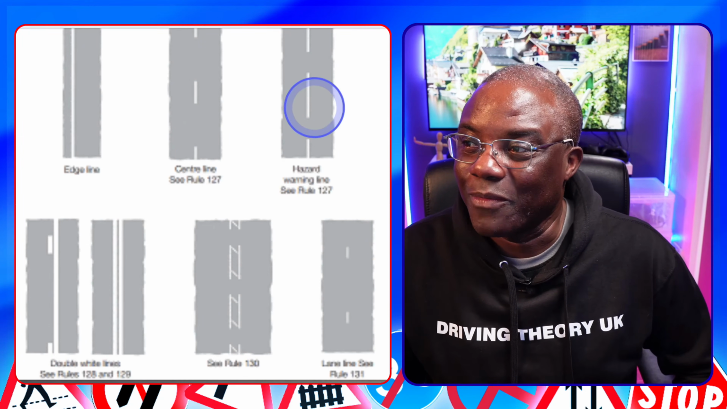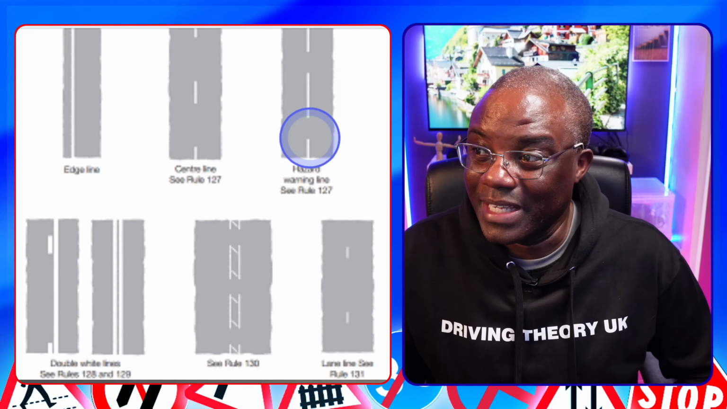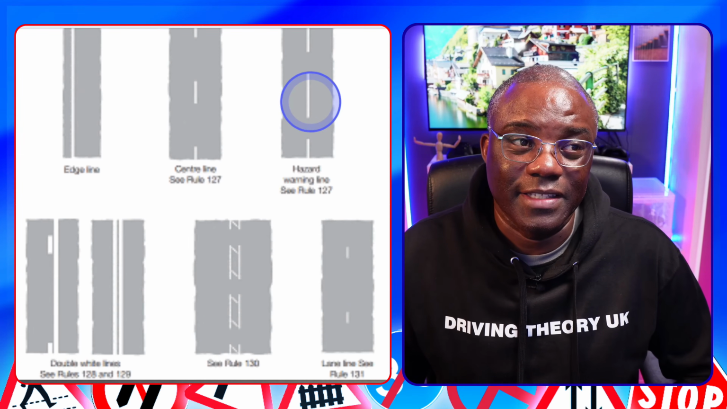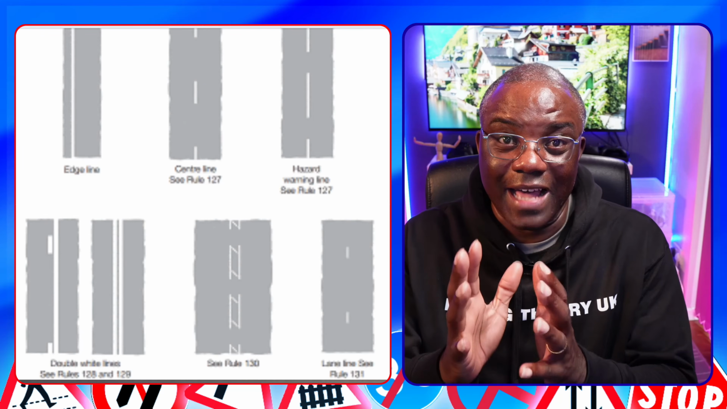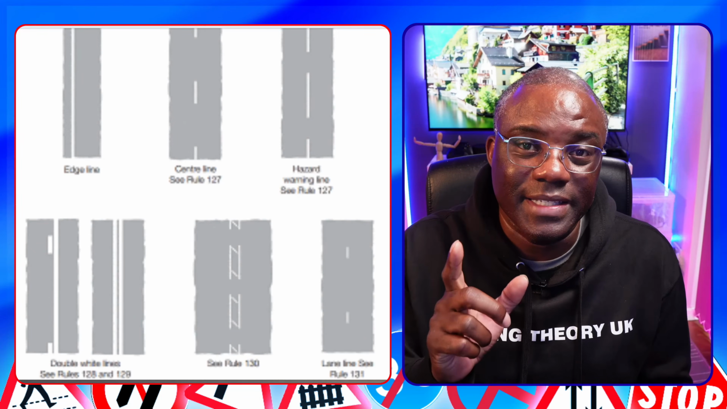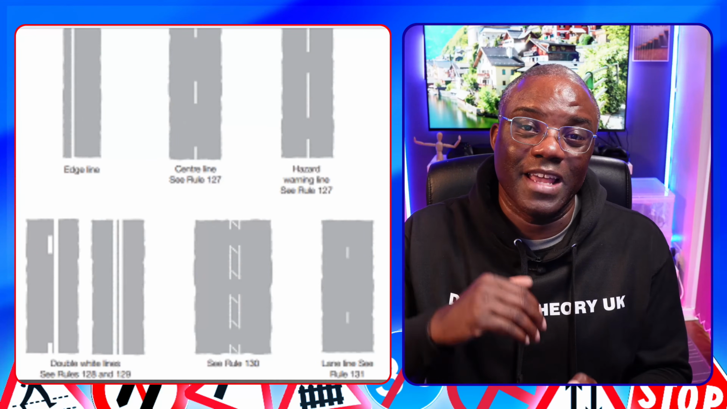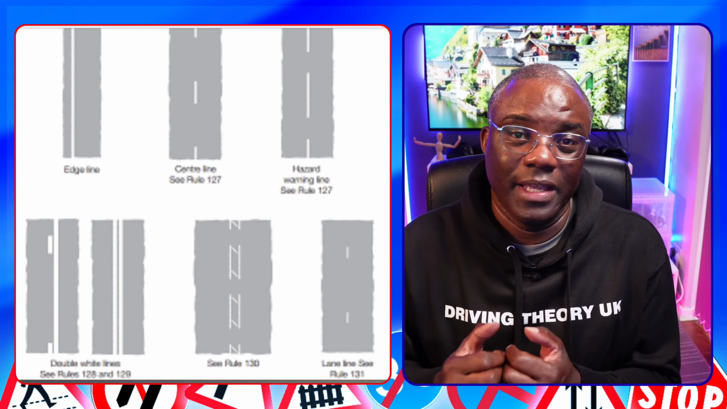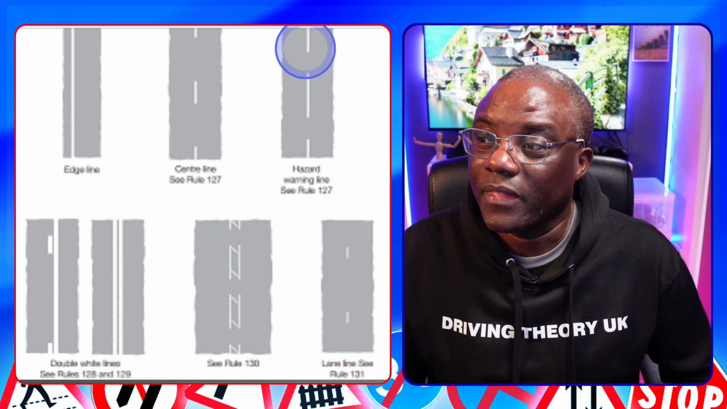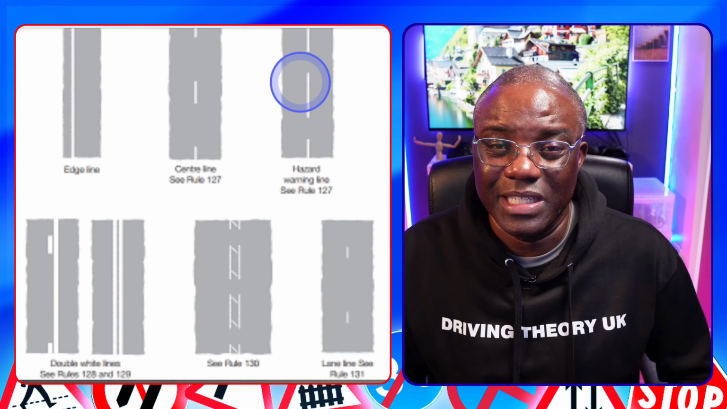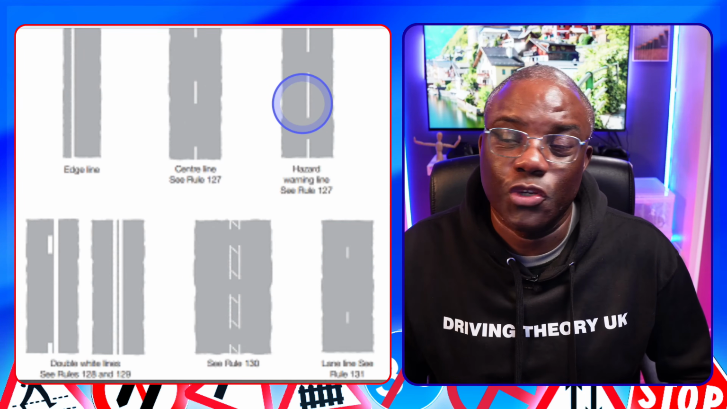The right hand one is the one that comes up the most on the theory test. This is hazard lines. It shows you there's a hazard coming up. It doesn't tell you what the hazard is, but it tells you a hazard is coming up. It's now for you to work out what the hazard is and then adjust your speed accordingly. The common places you will see this line is on approach to a give-way line, where you normally see five of them, or on approach to a bend.